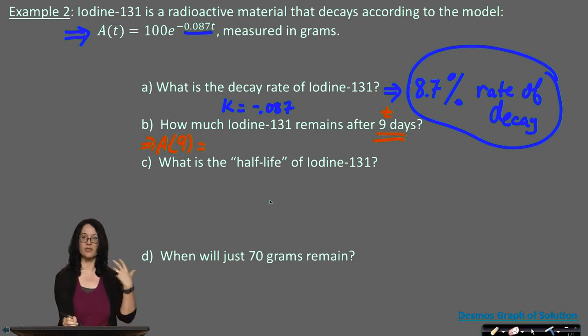So this is again a matter of just plugging into your technology correctly. 100 times e to the negative 0.087 times your time, which is 9. Again, be sure to do that carefully. Get your multiplication and your exponent first. Raise e to that power. Multiply that result by 100. If you do this correctly and carefully, you should be getting approximately 45.703. See if that's what you got.